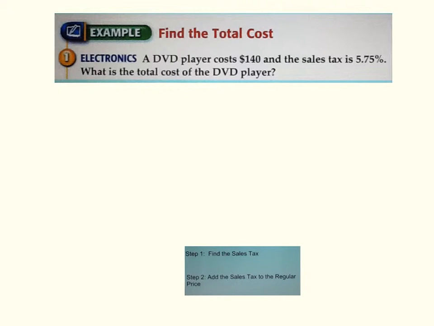Okay, everybody, just want to show you a few examples today to help you work out some sales tax and tip examples. Our first one is example number 1, electronics. A DVD player costs $140 and the sales tax is 5.75%. What is the total cost of the DVD player?